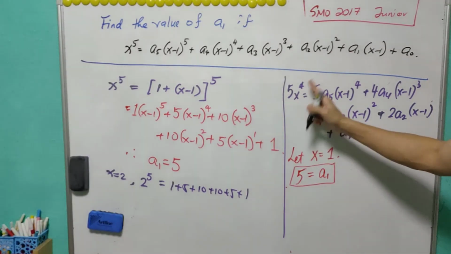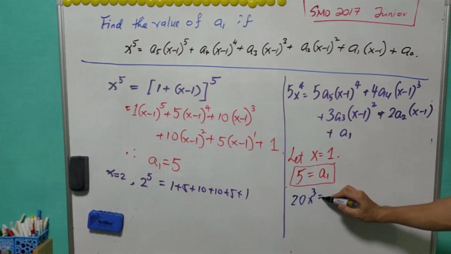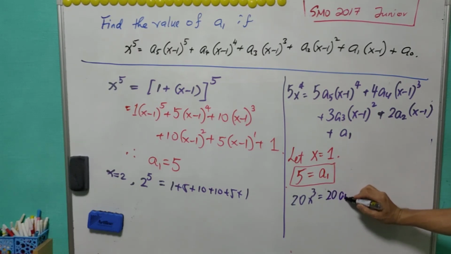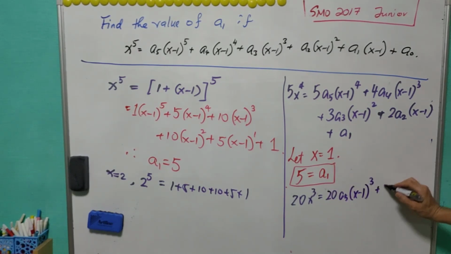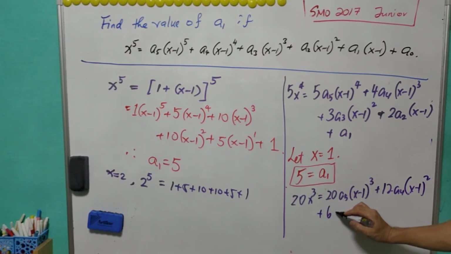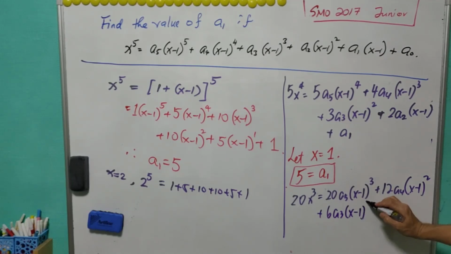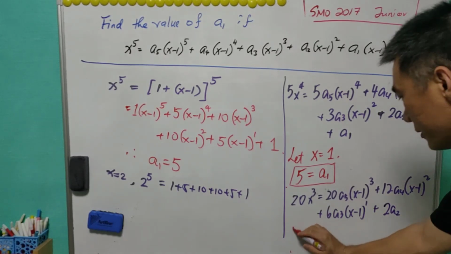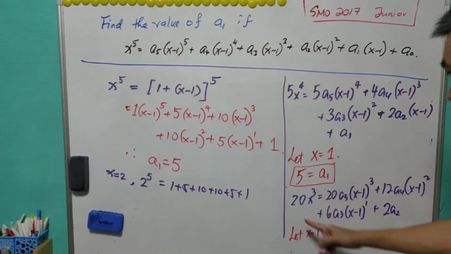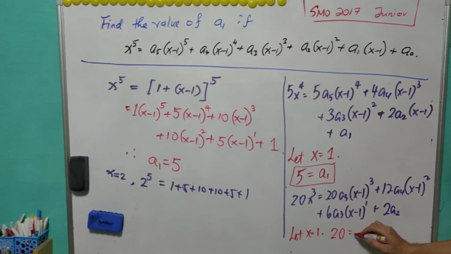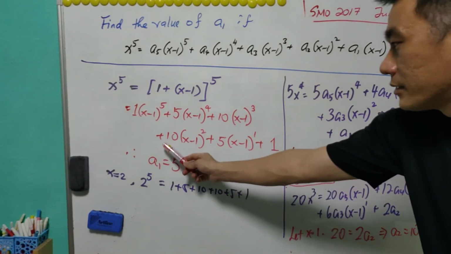For example, differentiate one more time. This will be 20x^3 equals 20a5(x-1)^3, 12a4(x-1)^2, and 6a3(x-1)^1, and this will be 2a2. We let x equal 1, the left hand side equals 20, the right hand side 0, 0, 0, and it is 2a2, and therefore a2 equals 10. a2 equals 10 is the same as the value here.